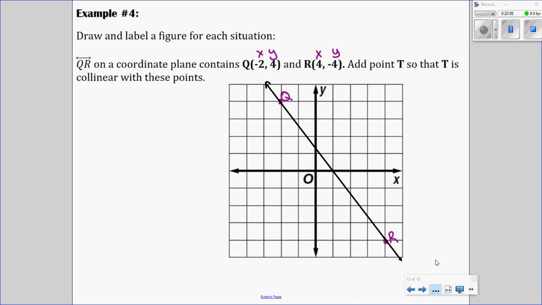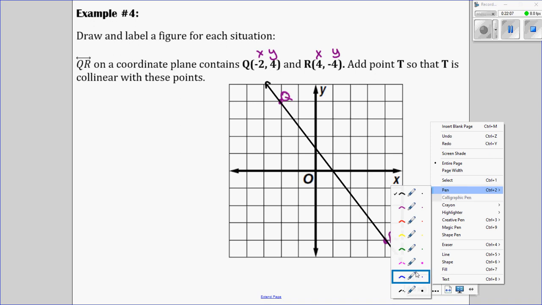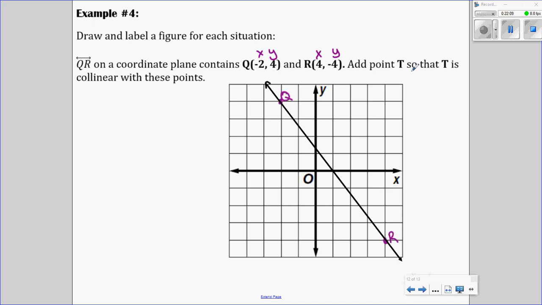And now they want me to add point T. So I'm using another color. Point T on that line so it's collinear. I'm going to put it right here. And that's it. Not too bad.